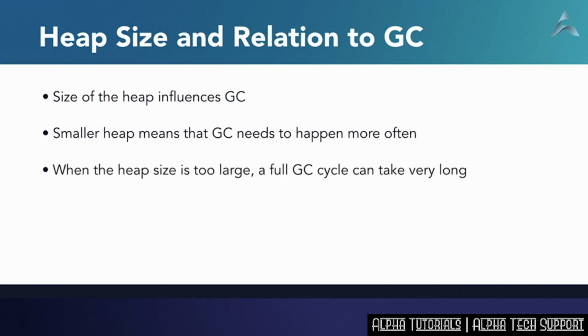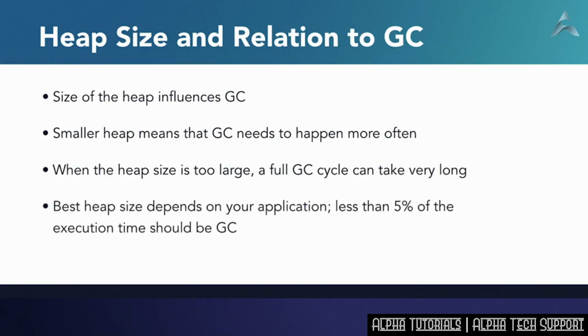If the heap size is too big, the GC will take unnecessarily long to do a full garbage collection cycle. The best heap size is in line with your application's needs. A fine rule of thumb is to have the GC take less than 5% of the execution time of your application. Alright, enough talking. Let's see how we can actually change the settings of the heap.